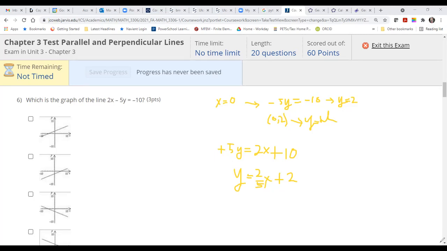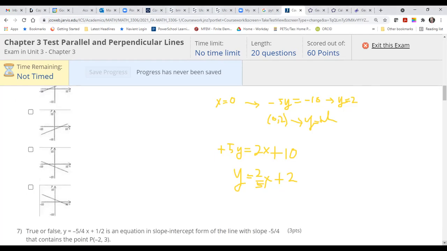So you can eliminate all of the graphs that do not have y-intercept 2, right? So that means it's this one and this one. Okay, so you are left with this one or this one, right? But from here, it is clear that the slope is positive, so that means the answer is the first one, right? Okay.